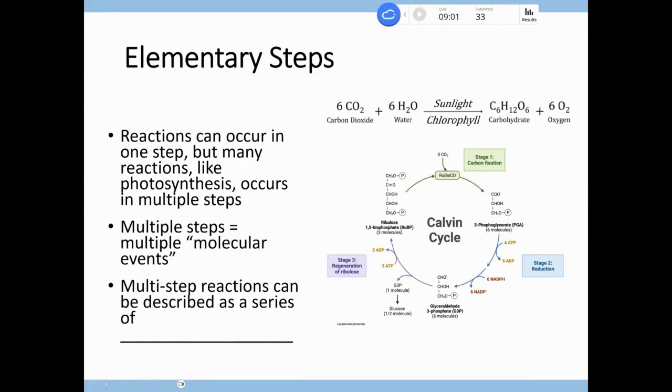Okay, so just to reiterate, reactions can occur in one step. That is possible for one reaction to have one step, but many reactions occur through multiple elementary steps. So that means there are multiple molecular events or times where a bond is breaking and or a bond is forming. So these multi-step reactions can be described as a series of elementary steps.